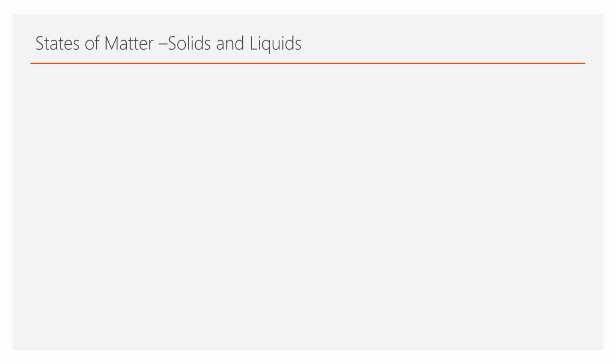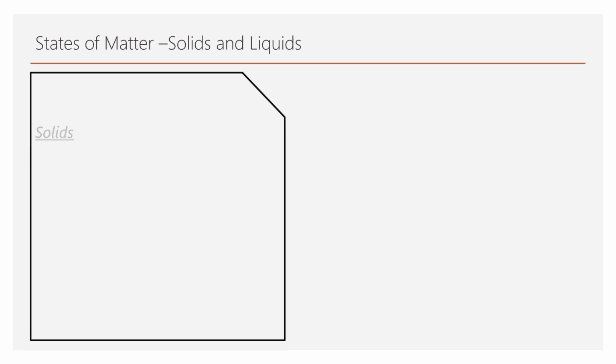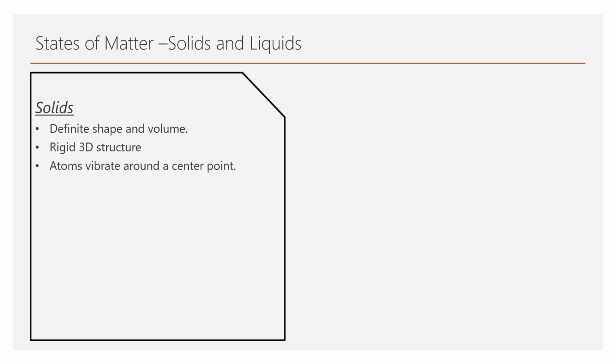Let's look at solids and liquids. Solids are a rigid collection of atoms, and because of that, solids have a definite shape and volume. The bonds between atoms in a solid can be modeled as springs, where the nucleus of each atom can only vibrate around a fixed center point.